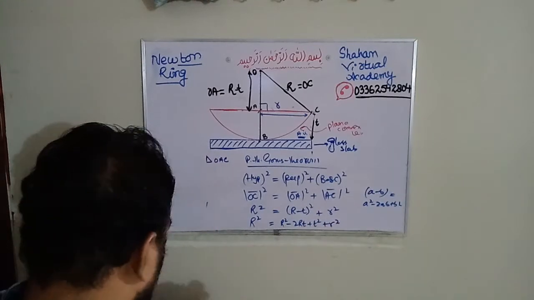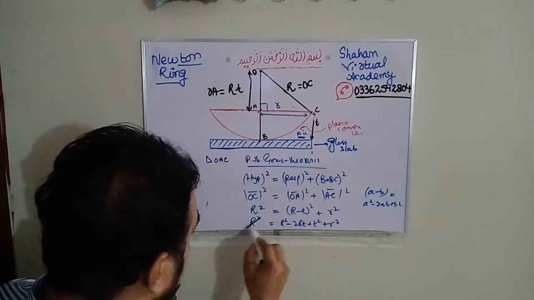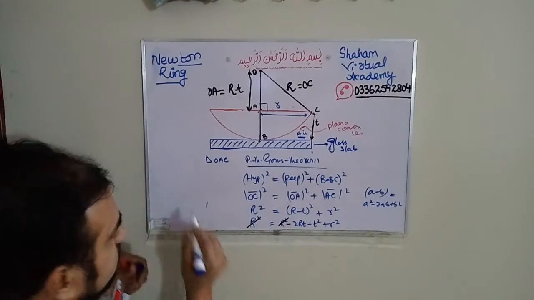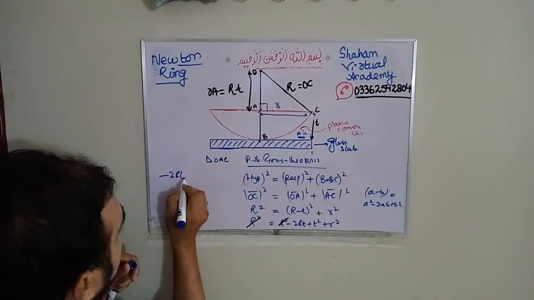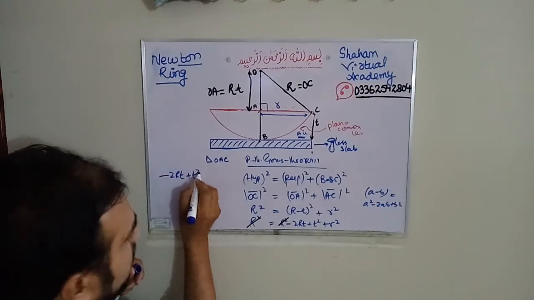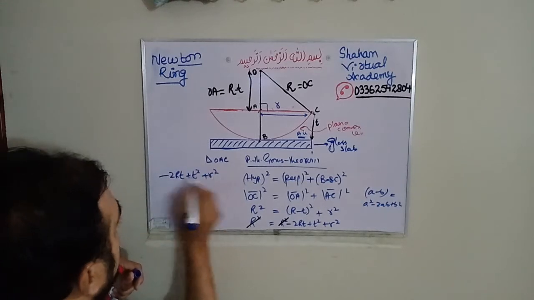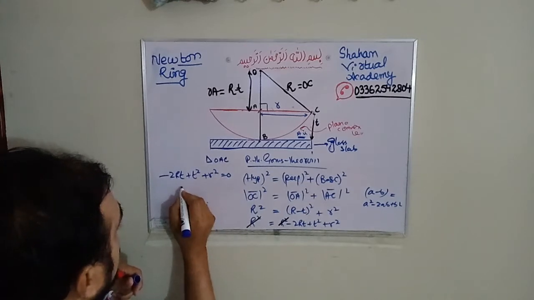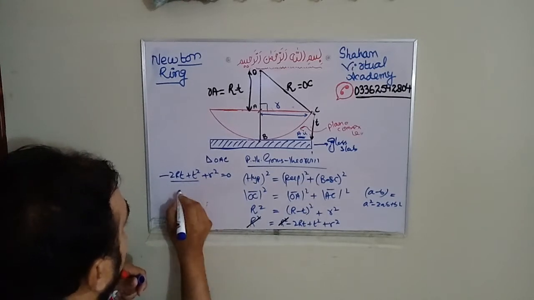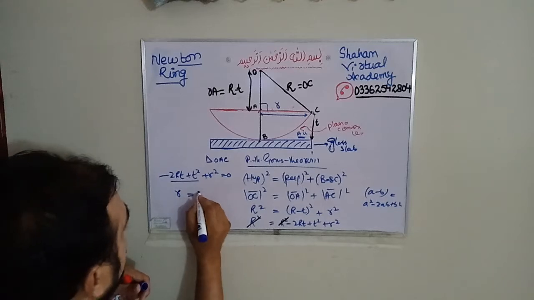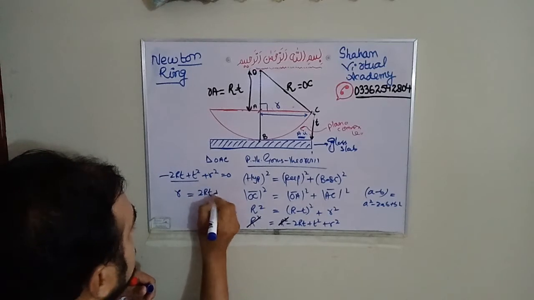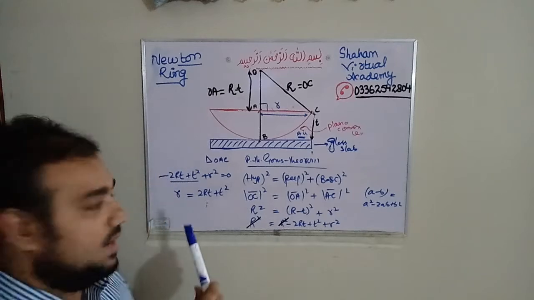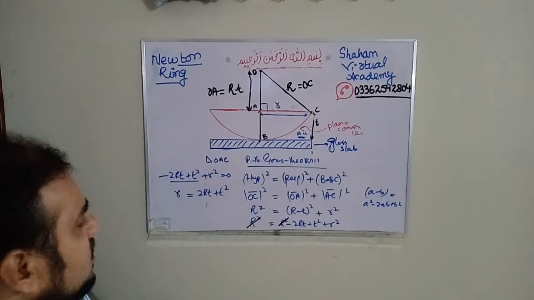Now we neglect the R square from both sides. So it becomes minus 2RT plus T square plus r square equals 0. We move this term over because we have to find r. So it becomes r square equals 2RT minus T square. Okay, so these are the values. What is T?